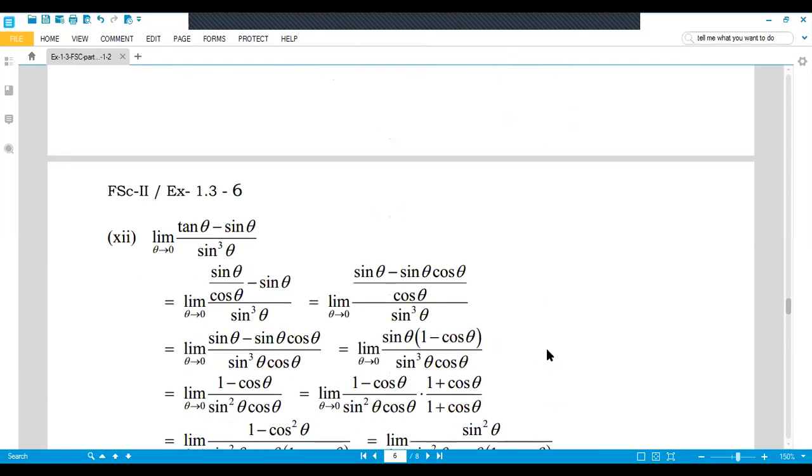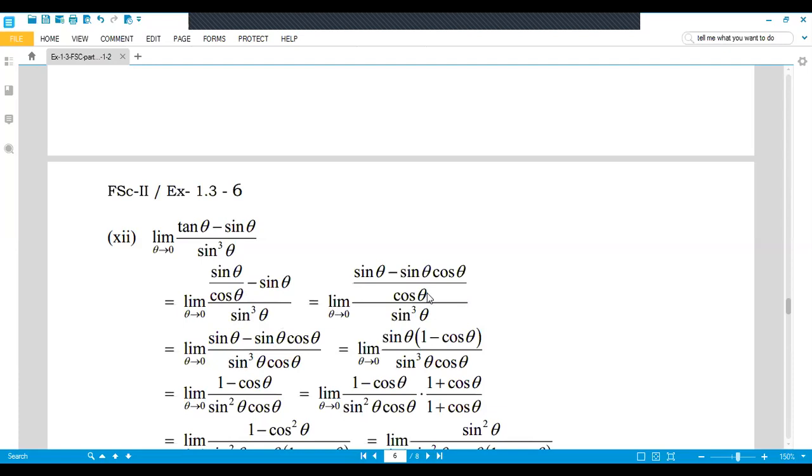Come to the last part of question number 3, that is limit theta approaches 0 of tangent theta minus sine theta over sine cube theta. So tangent theta, we split it as sine theta over cos theta, minus sine theta, over sine cube theta. We write the limit as it is.